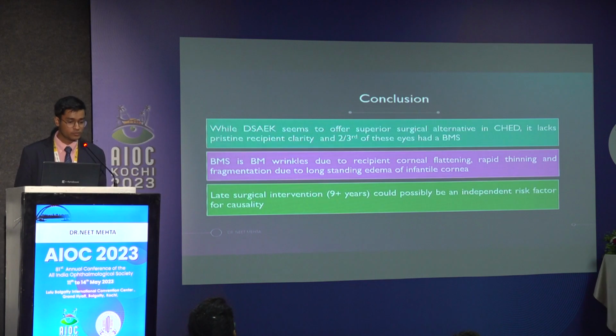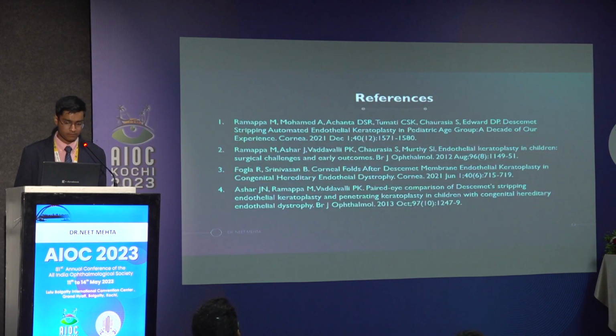While DSAEK seems to be a superior surgical option in cases of CHED, we need to keep in mind that it lacks the pristine clarity of the graft as compared to a PK, and 2/3 of these patients can present with such Bowman's membrane striae. These are basically wrinkles seen due to the flattening of the cornea, rapid thinning and fragmentation due to the long-standing edema. Late surgical intervention could be a possible risk factor for development of these Bowman's membrane striae.